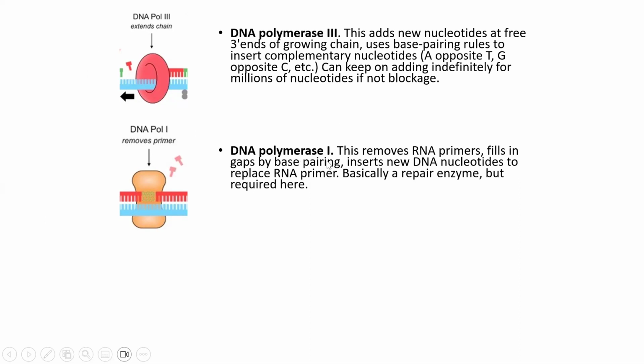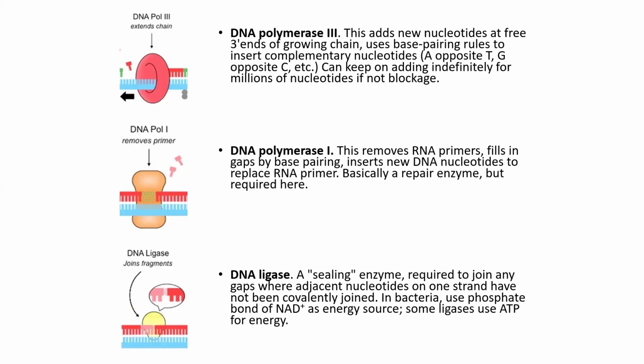Then there's DNA polymerase 1. This removes the RNA primers and fills the gaps by base pairing, inserting new nucleotides to replace that primer itself. So polymerase 3 extends the chain. Polymerase 1 removes the primer and inserts the rest of the parts of the DNA for that. So it's like a repair enzyme, but it's required in this scenario.